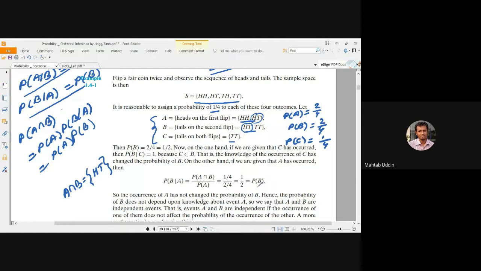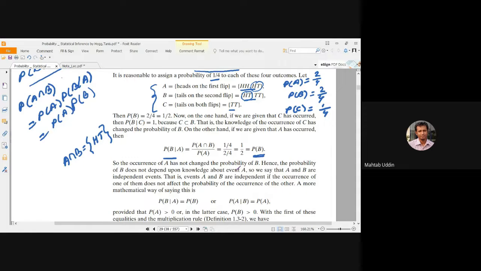Which is equal to what? P of B, right? So you can see the probability of B given A is equal to the probability of B. Same. So what can we conclude? A and B are independent.